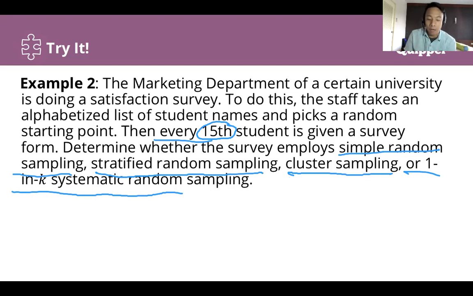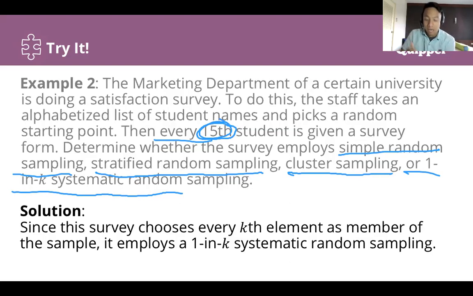Since we have the clue, which is 15, every 15th student is chosen for the sample, that means our answer is 1 in K systematic random sampling. Ito yung ginagamit niya para makuha yung mga samples niya. Nakukuha? That is the application of our topics for today.